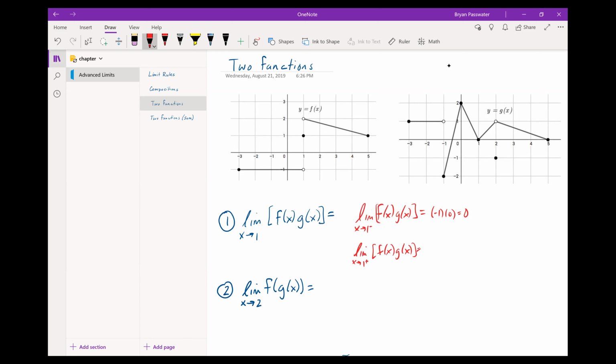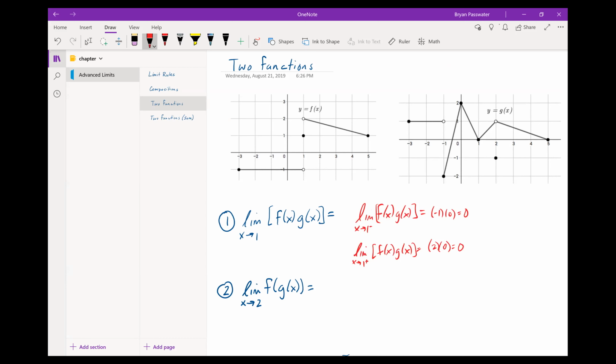And if we do the same thing from the right of the product, coming from the right, we realize that the function f coming from the right is going to be approaching 2. And the function g from the right is going to be approaching 0 still. And that's going to end up giving us the product of 0. And so looking at this from the left and from the right, we got the same number.